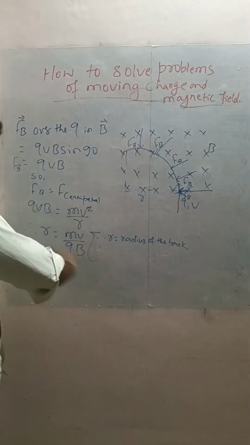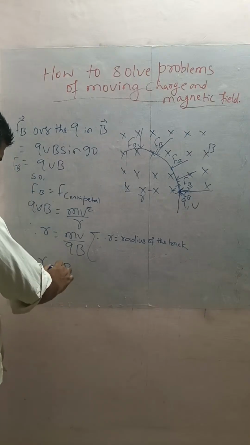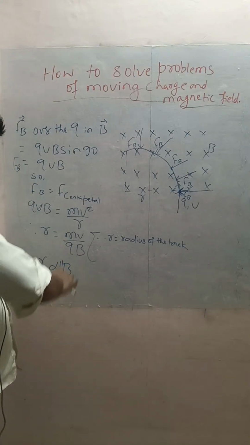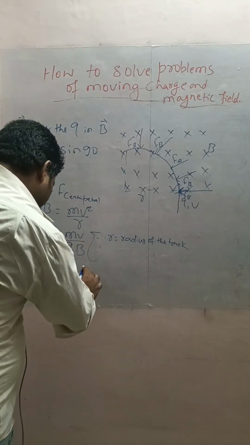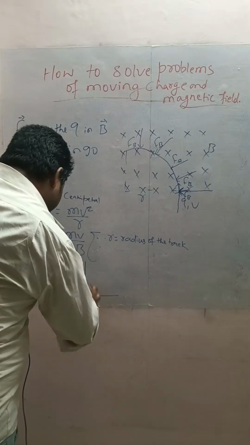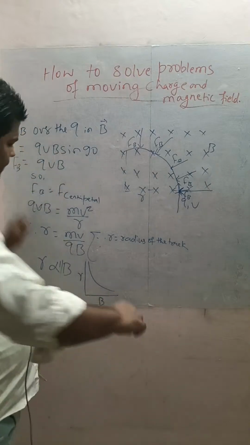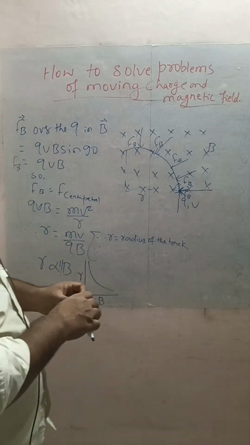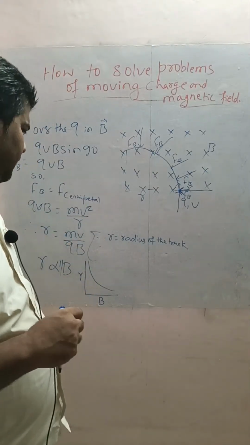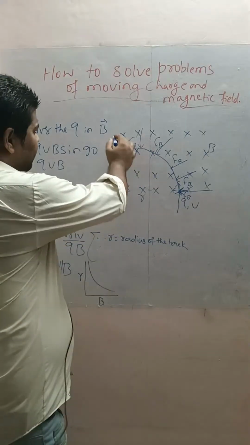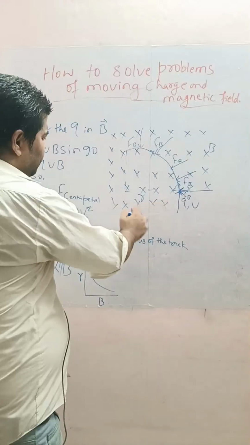mv by qB means r is inversely proportional to B, and directly proportional to velocity, mass and charge. So the graph will be like this: r versus B, this will be the graph. Clear? Now see, once we know the radius and the velocity, you can ask that if I'm increasing the magnetic field in this region, then what would happen?